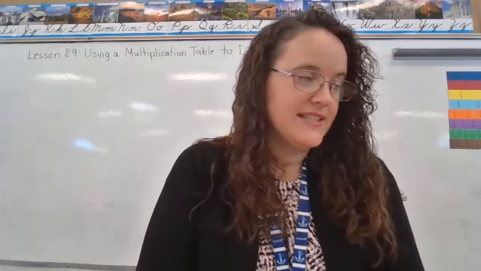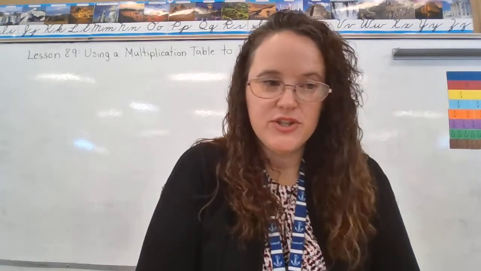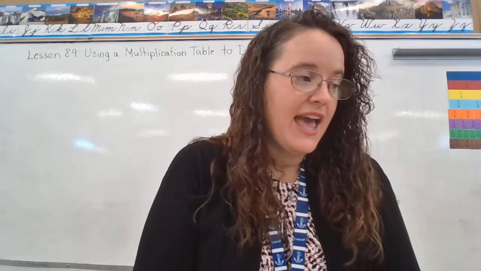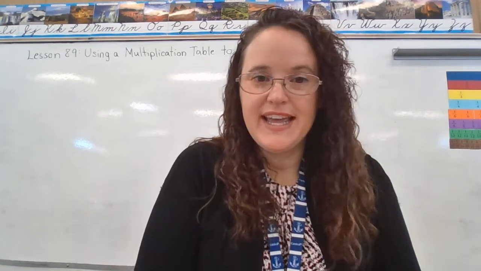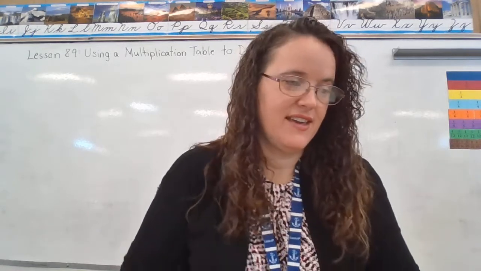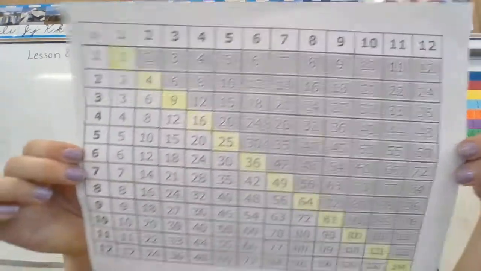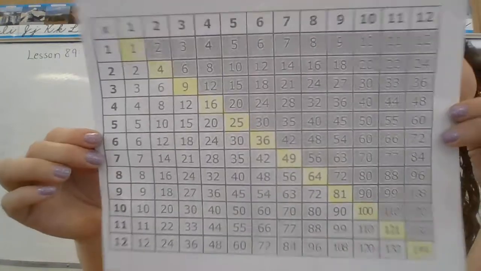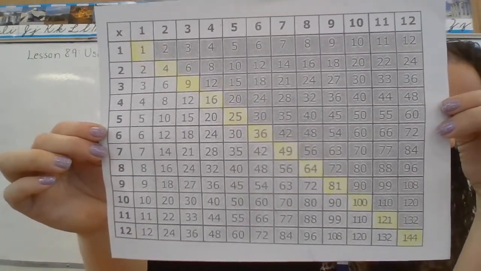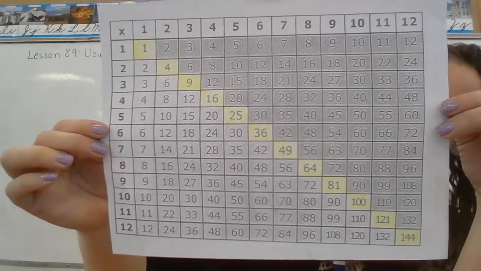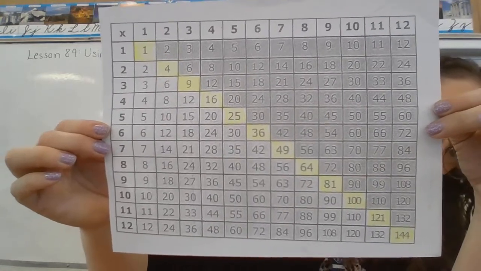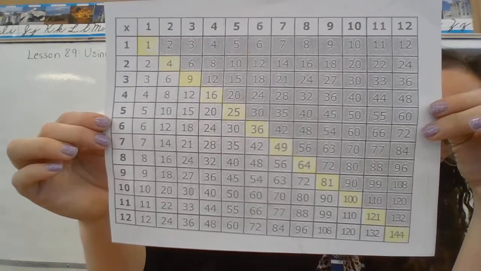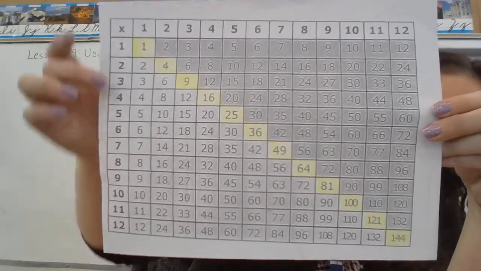Problem B says Derek placed 32 books in 4 equal stacks. How many books were in each stack? I'll hold this up again. Derek placed 32 books in 4 equal stacks. How many books were in each stack? Pause the video if you need a little more time to look at it yourself.